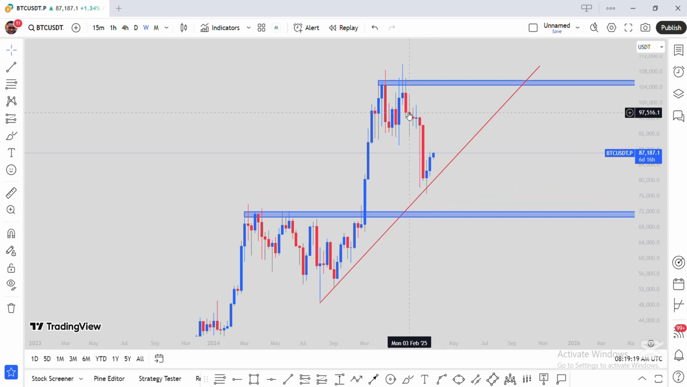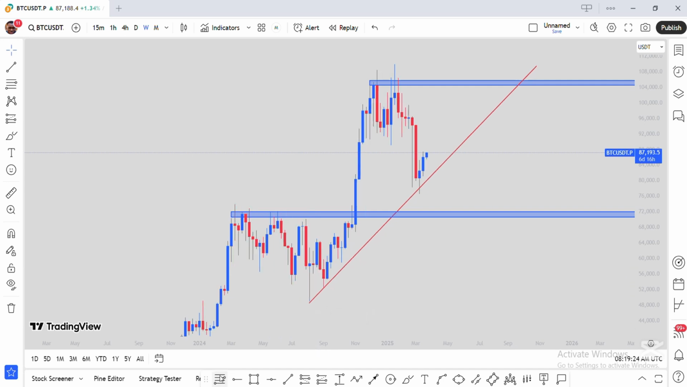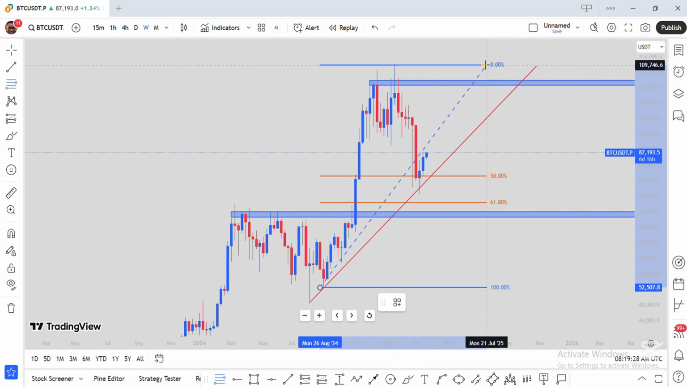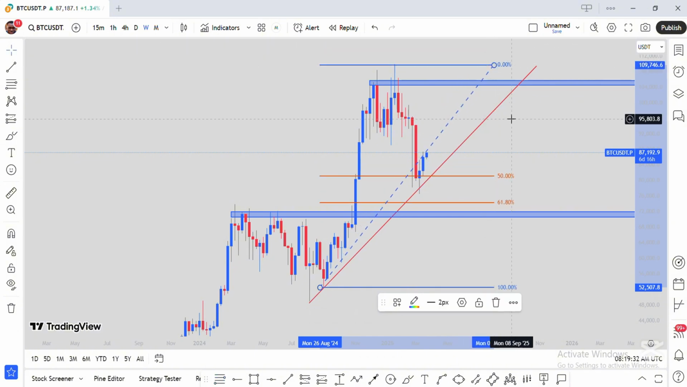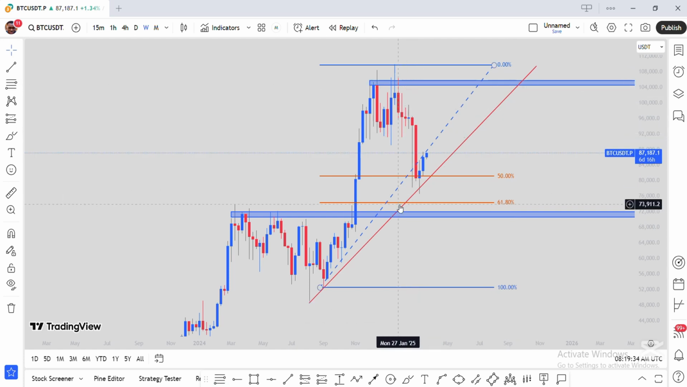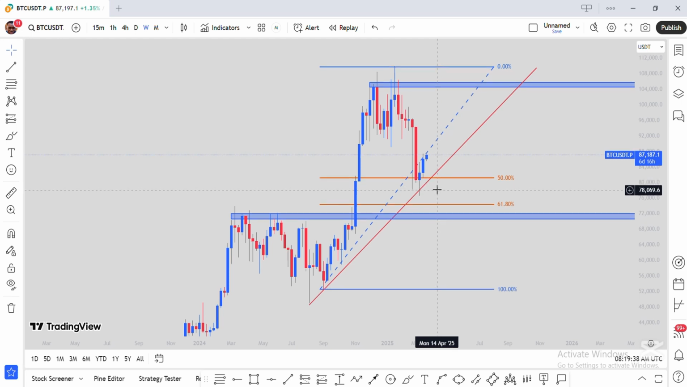So now price came into this trend line, and also there was a Fibonacci. If I draw my Fibonacci from swing low to swing high like this, price has come inside the Fibonacci zone like this. In an uptrend like this, if price comes into the 50 and 61% Fibonacci and the trend line, price will be moving to the upside.